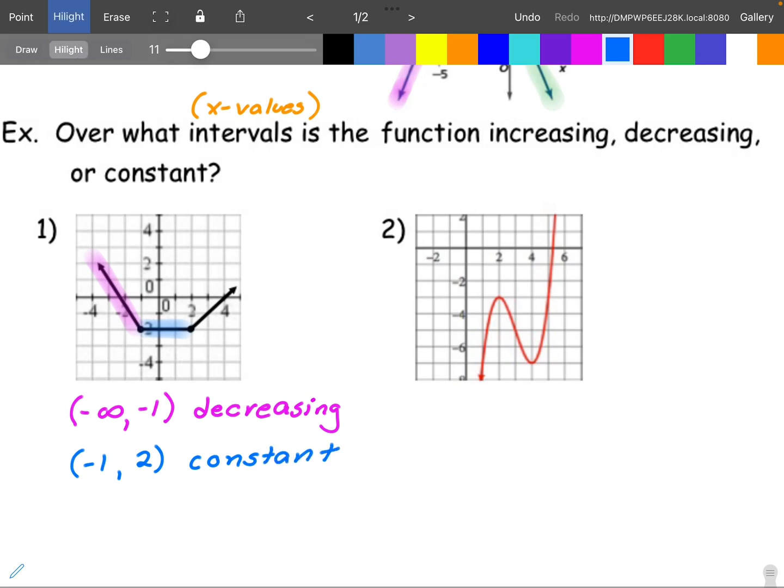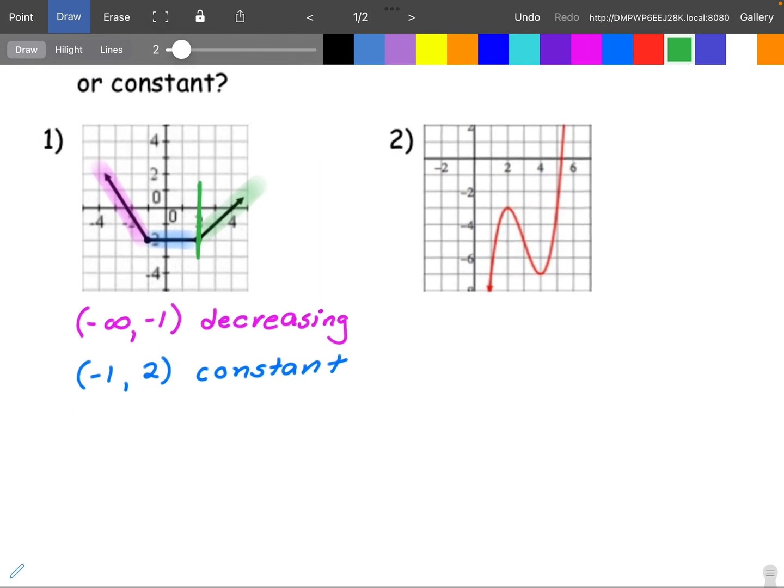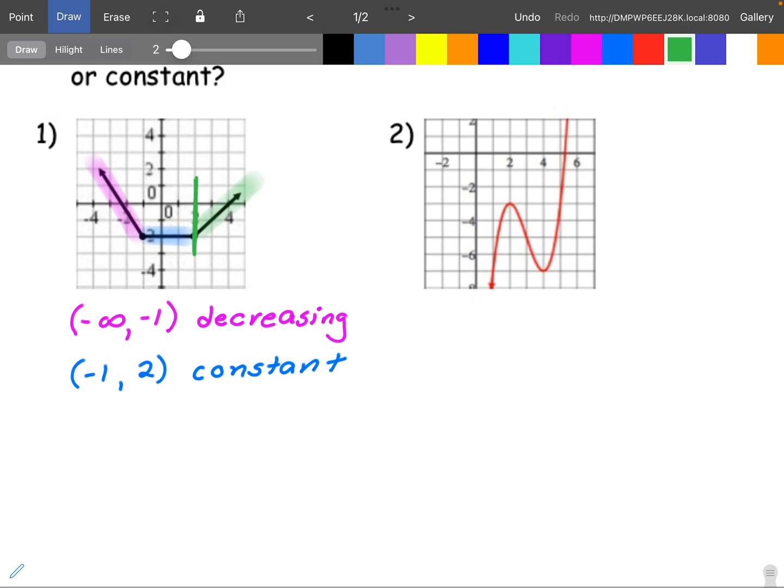And then the last section of our graph, we can see going from left to right that it is going up and it ends in an arrow, so that's infinity. So at an x value of +2, it begins increasing, and then it increases forever and ever from then on. So we have from +2 to infinity, it is increasing.